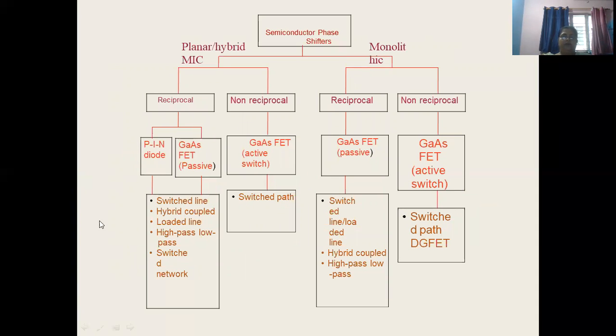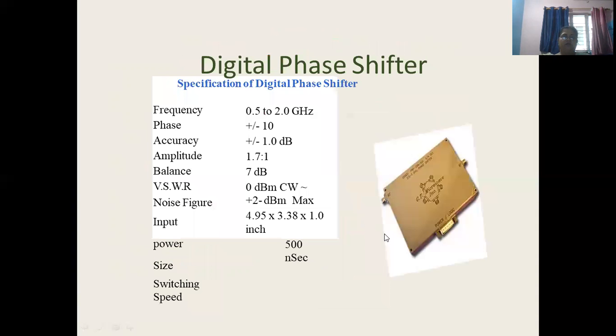This is the broad classification of the semiconductor phase shifter. These are divided into planar or hybrid, and monolithic. Then these are divided into reciprocal and non-reciprocal. Here it is also reciprocal and non-reciprocal. This is PIN, gate FET, GaAs (gallium arsenide) FET, passive and active switch. PIN and the passive phase shifters are used as switched line, hybrid coupler, loaded line, and high pass, low pass switched networks. So this is the general classification of the semiconductor phase shifter.